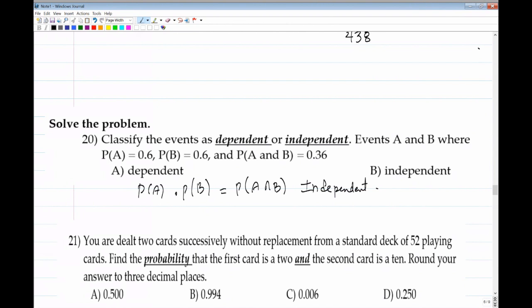Now, what's the probability of A? It's 0.6. What's the probability of B? Another 0.6. Is that really equal to 0.36? Well, for sure, 0.6 times 0.6 will equal 0.36. Therefore, those are independent. If they're not equal, then I'll claim they are dependent.